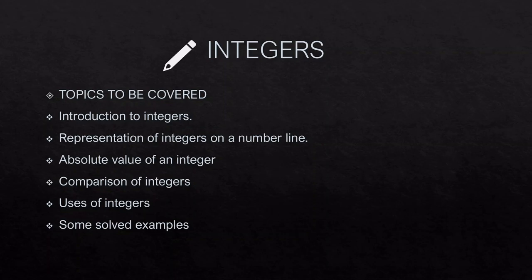First, we will discuss what topics are to be covered in this class. We will try to cover what an integer is, what the definition of an integer is, and how integers can be represented on a number line, like what a number line is and how integer numbers are placed on it. Then we will learn about the absolute value of an integer, and then we will compare two integers, like which one is greater and which one is smaller.